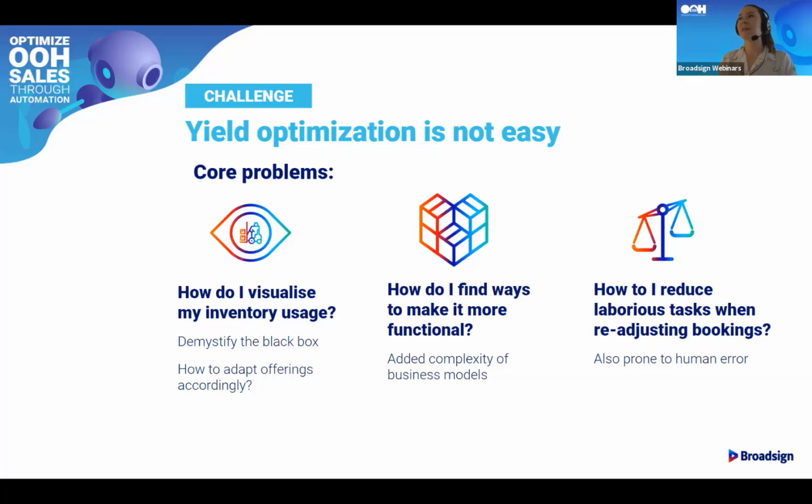And the third is, how can you balance inventory occupancy efficiently? How do you reduce your tasks when you're readjusting bookings? So as I was mentioning, the occupancy of inventory is becoming a black box. And maybe you assume that it's consistent between your networks, but it's often not the case.